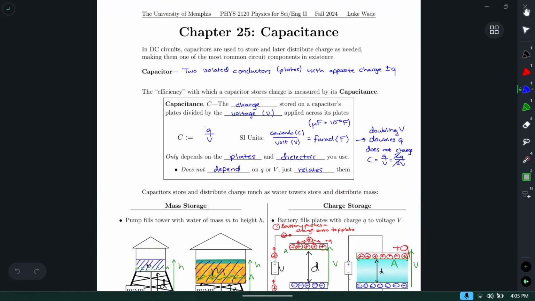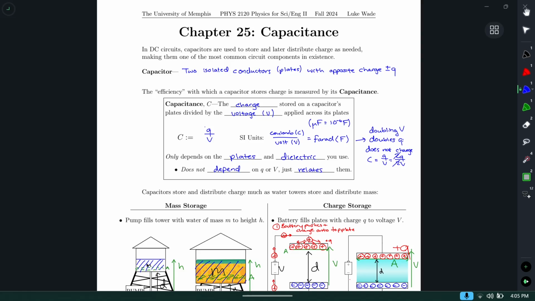A big conceptual idea that I've tried to hammer home, but is kind of a confusing one, is capacitance does not depend on charge or voltage, it just relates the two. And so if you put a certain charge onto the plates of a capacitor and measure the voltage across it, you divide those two, you will get a number. And so we call that the capacitance, but it doesn't depend on the charge or voltage.